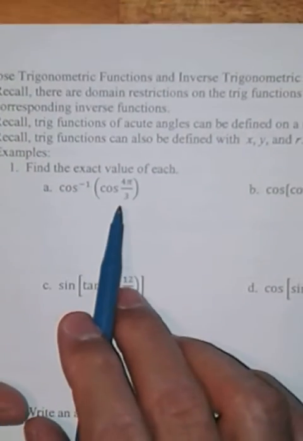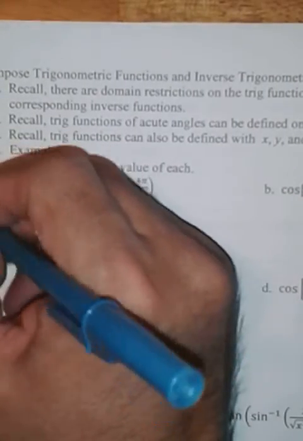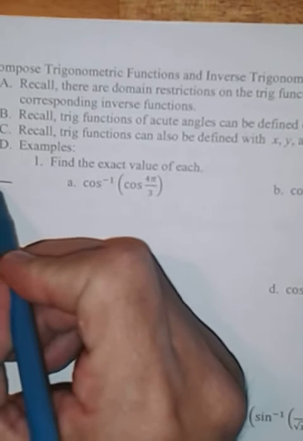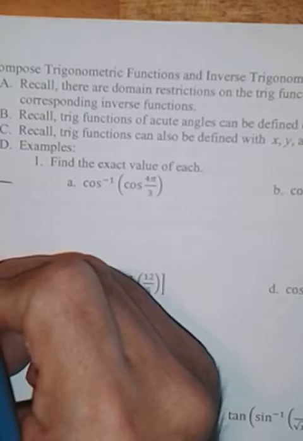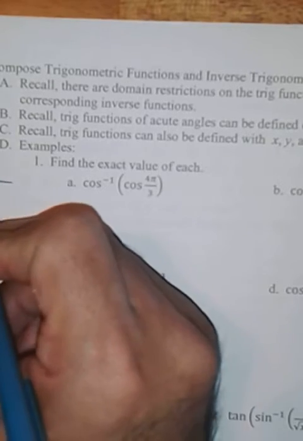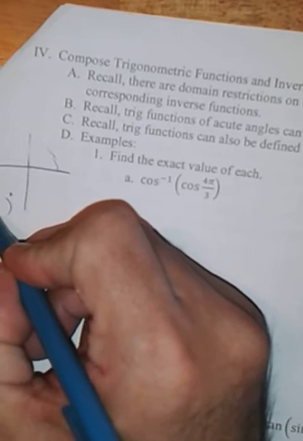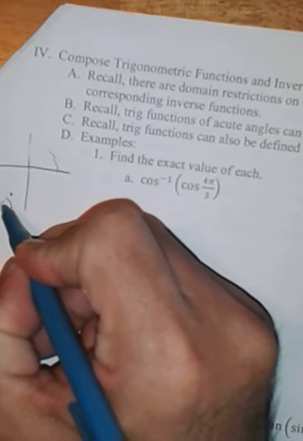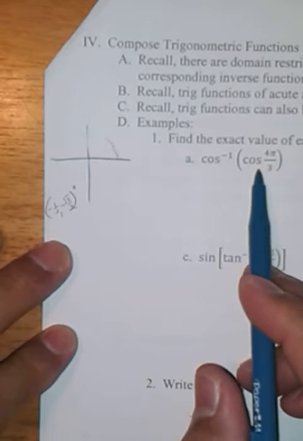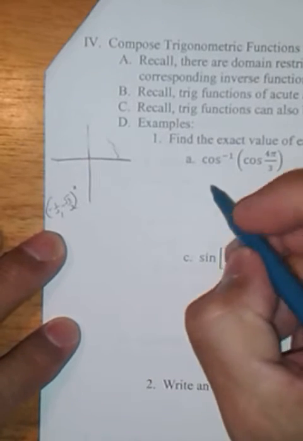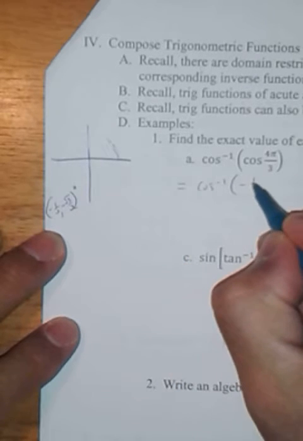All right, so the first one, cosine inverse of cosine 4 pi over 3. So we know cosine 4 pi over 3. Let's draw a little unit circle just so we can see 4 pi over 3. So that's 1 pi over 3, 2 pi over 3, 3 pi over 3, 4 pi over 3. About right there. So the cosine is negative 1/2 and the sine is negative root 3 over 2. So the cosine of 4 pi over 3 then is negative 1/2. So this is cosine inverse of negative 1/2.